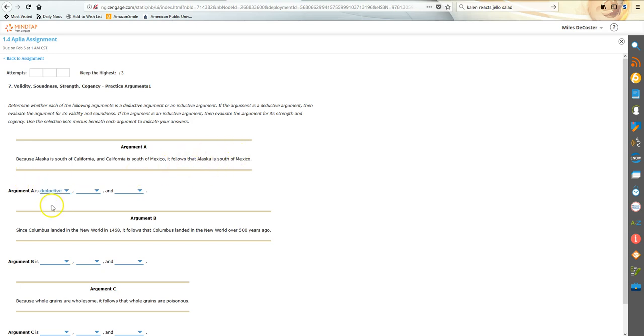So it's deductive. It's not inductive. It's not probable that Alaska is south of Mexico. It's guaranteed, given the truth of the premises. All right. So it's a deductive argument, and it's also valid because if these things are true, it forces that conclusion to be true. And then I have to figure out, is it sound, right? So is Alaska south of California? No, it's not. So automatically there's one premise at least that's false. So this is an unsound argument. And that's how you would approach all the rest of these.